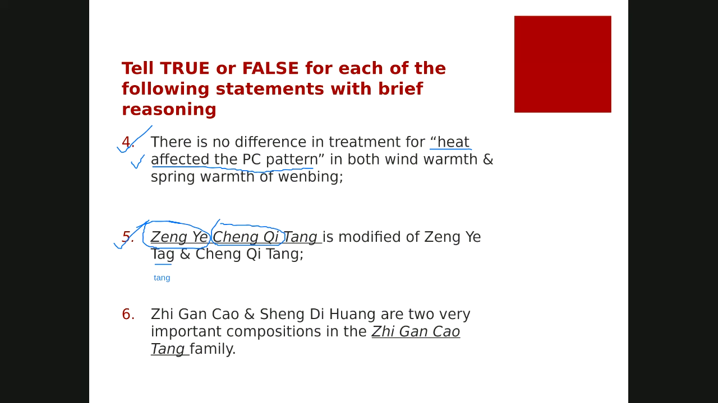Now number 6. 炙甘草 and 生地黄 are the two very important compositions in the formula called the 炙甘草汤 family, a group of formulas. Is that right?